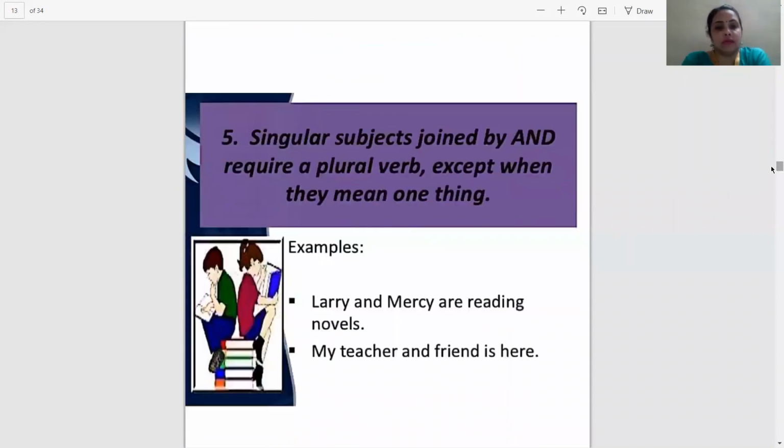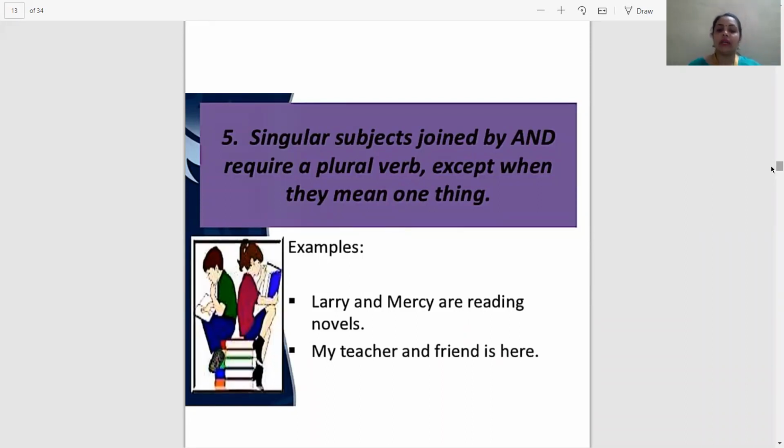What does the fifth rule say? Singular subjects. See now how important the subject is. When we were discussing sentences, I kept on reminding subject, subject, subjects. And now it must be in your minds what a subject is. Okay, coming back to the topic. Fifth, singular subjects joined by and require a plural verb, except when they mean one thing. For example, bread and butter. Bread and butter, we take it as one unit.